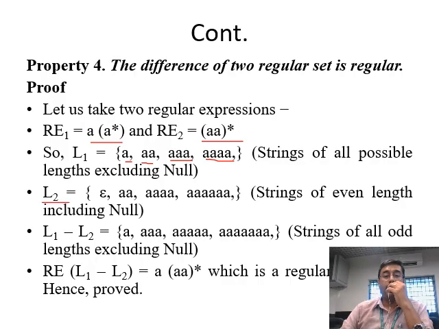If I take my L2, the second language, epsilon, AA, 4 A's and 6 A's, strings of even length. When I perform my difference operation, I'll be getting my odd length values 1, 3, 5, 7, like that. So L1 minus L2, if I perform, the final expression is A(AA)*.